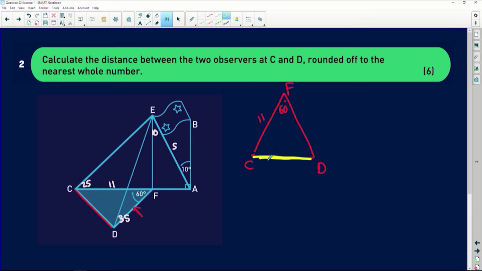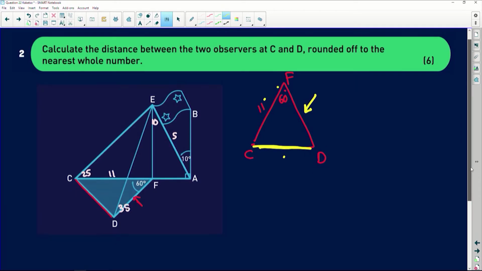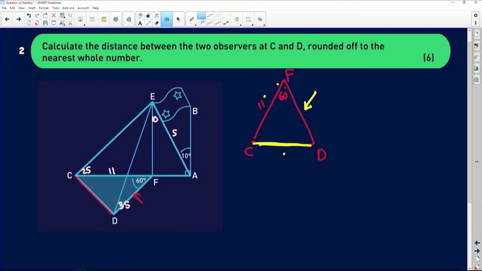Okay, so immediately I see we have a side, another side, and an angle. So if we can find this side over here, we can immediately use the cos rule because we'll have enough information. So let's try and find that side FD.